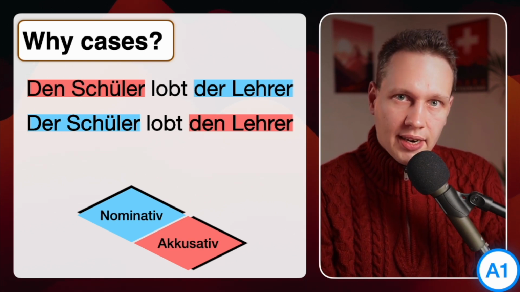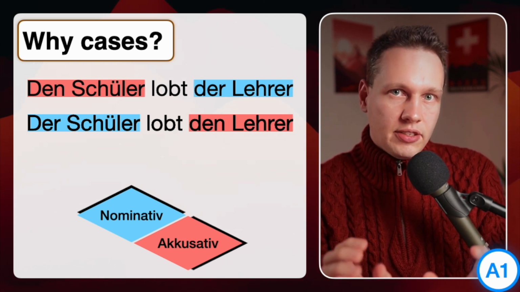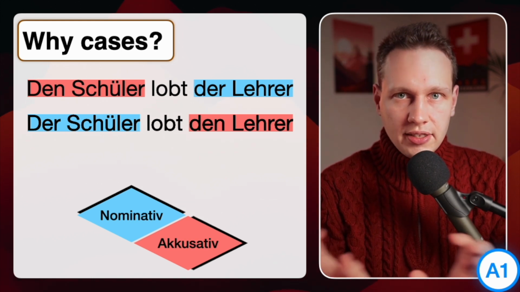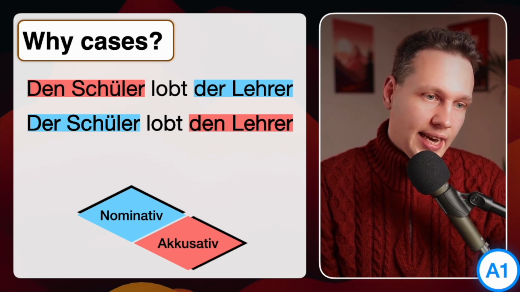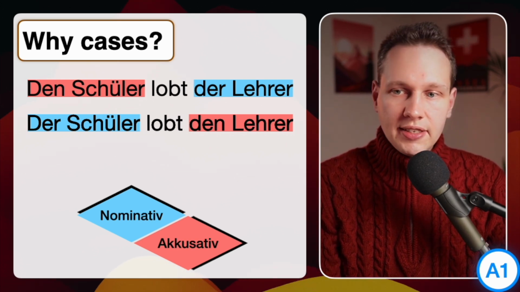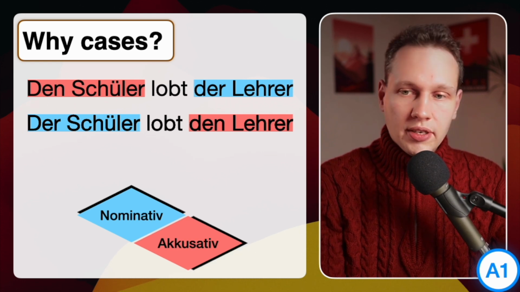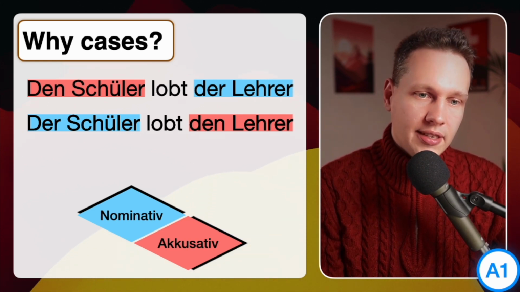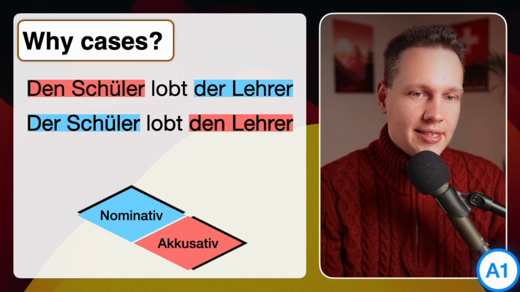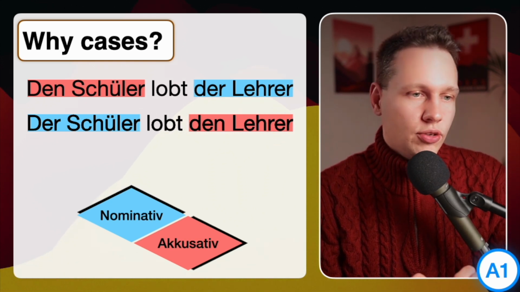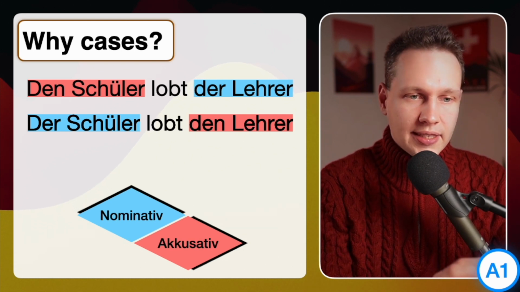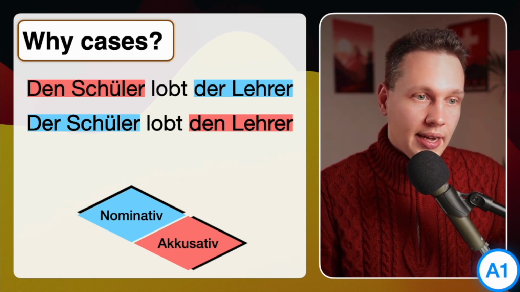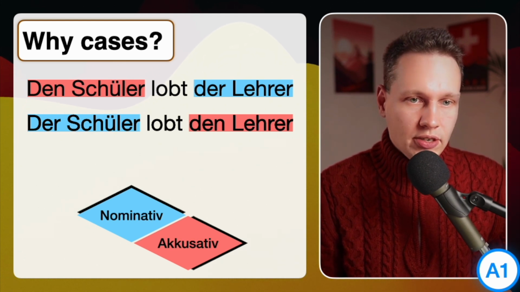So English had cases until several hundred years ago and nowadays doesn't have them anymore. And so what English does, it simply fixed the roles of each noun based on the sentence order, right? So in English, if you say, the student praises the teacher, it's clear that the student does the praising and the teacher is receiving the praise because of the placement in the sentence. But because German has cases, we are much more free to place each individual item inside of the sentence wherever we want while still retaining the meaning. And that's why we use cases in German.